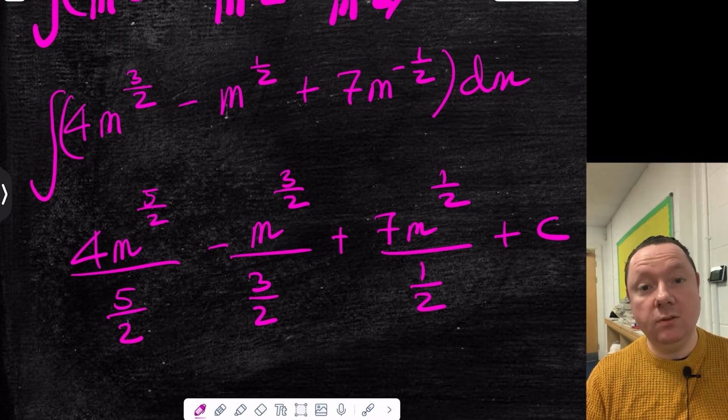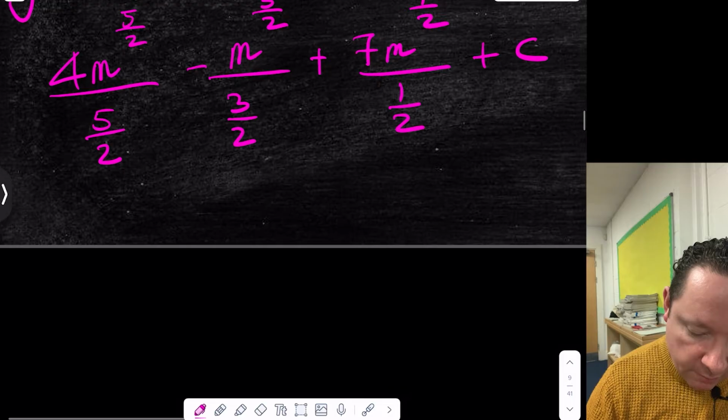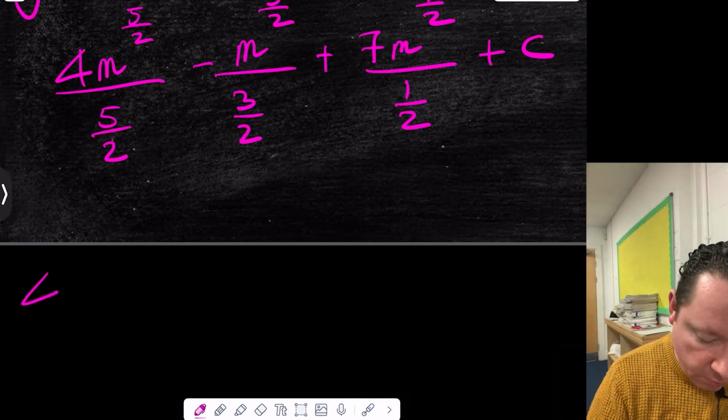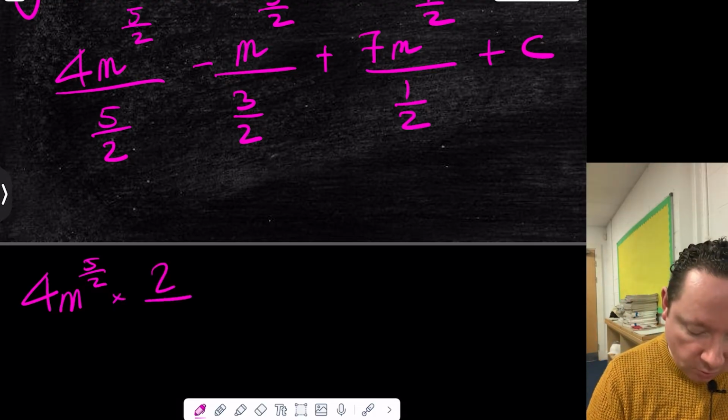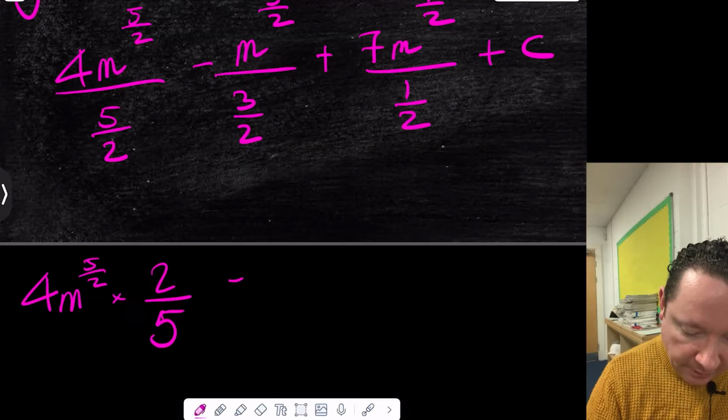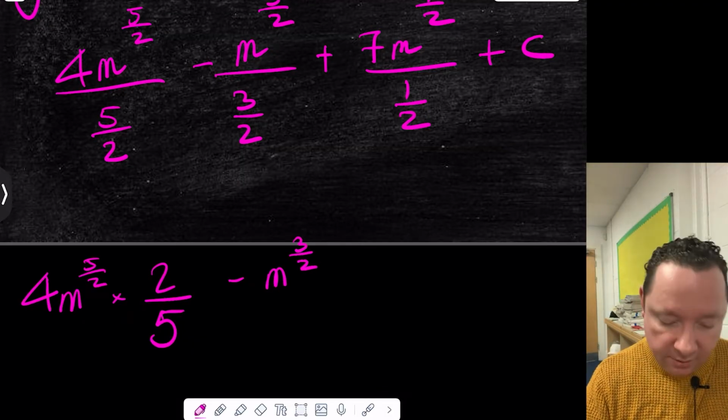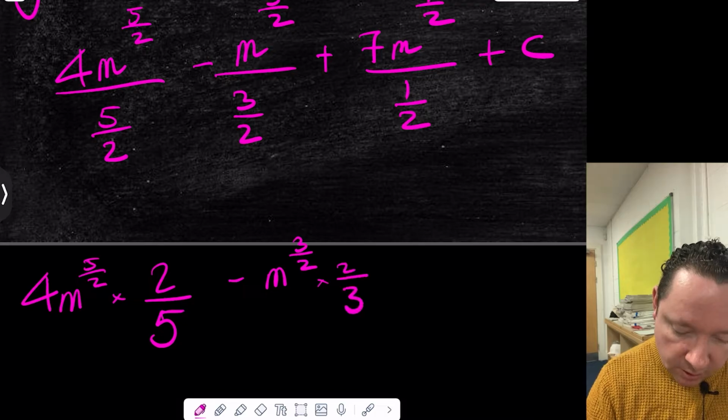Fraction workout is this one, isn't it? So we've got that. So then we need to fix all of that. So we've got 4m to the 5/2, and that's going to be times by 5. Dividing by 5/2 is times by 2/5. Minus m to the 3/2. Dividing by 3/2 is times by 2/3.